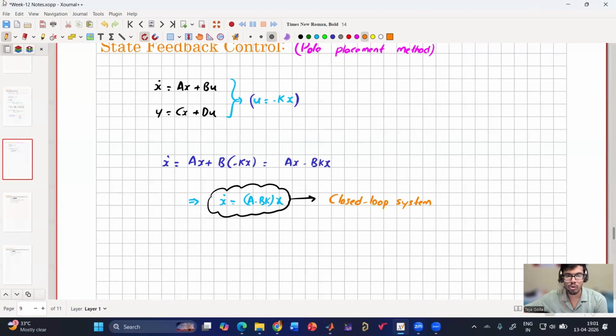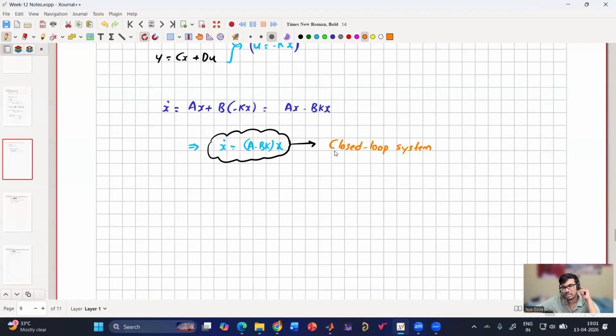Okay. So, but now, where does the pole placement method come into the picture? Where are we even actually getting the pole placement into the discussion, right? That's an obvious question. So, for this closed loop system, there are eigenvalues, right? How to calculate the eigenvalues?